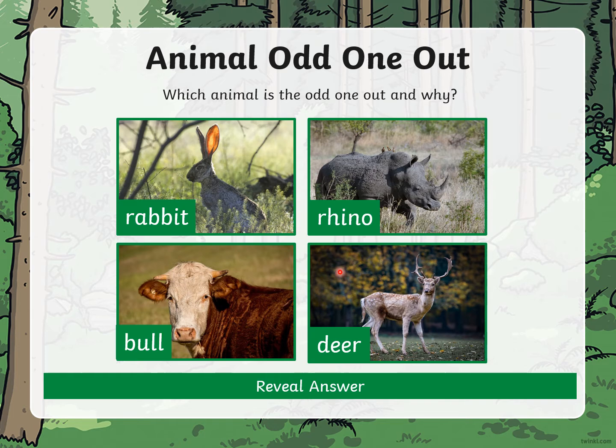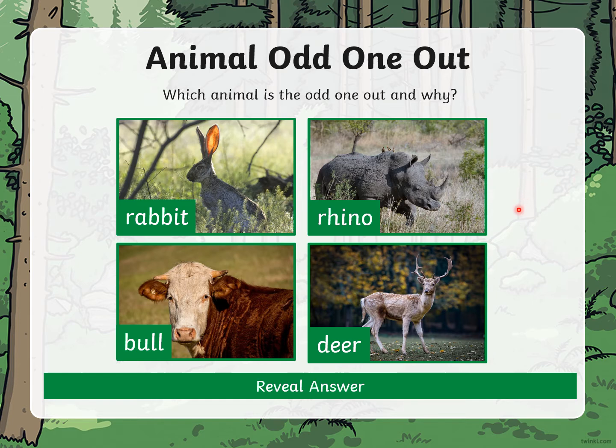Right, guys, so let's have a look. Now, what I did notice about these animals is that they have all got 4 legs. A rabbit has 4 legs, a rhino has 4 legs, a deer has 4 legs, and a bull has 4 legs. So they've all got that in common. They've also all got 2 ears. What else have they got? Oh, they've all got a nose or a snout. What's different about them then?